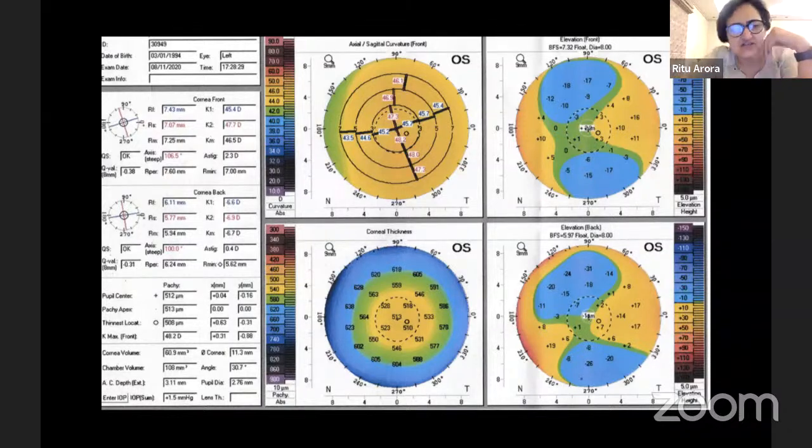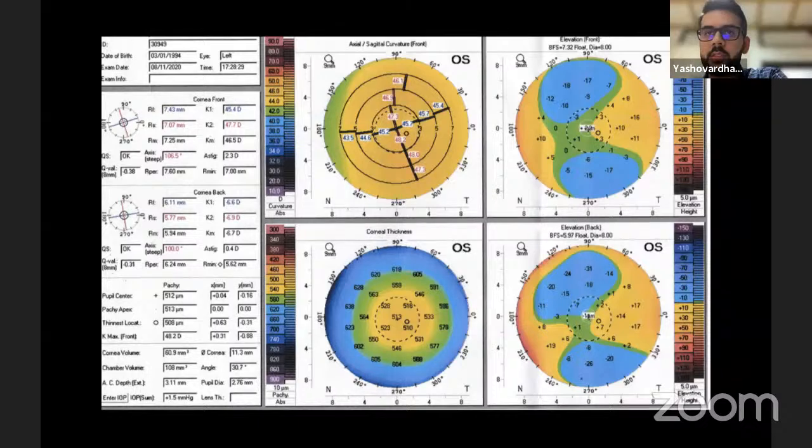So by and large, what is the inference coming out of this quad map? With the rule astigmatism and a thin cornea. Yes, ma'am. The local thinnest is 508. Now, K max, look at it. What is the K max? 46.5 diopter. No, that is not K max, that is K mean. Sorry, don't interchange the words. Look below the thinnest local, K max is written. Can you see that on the left side? Yes, ma'am. 48.2 diopter.